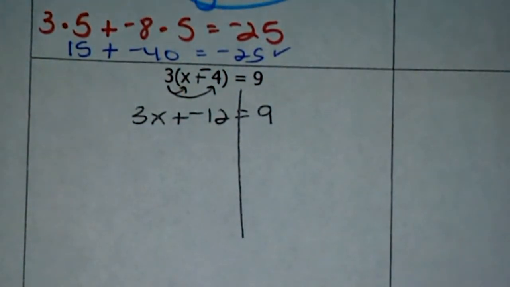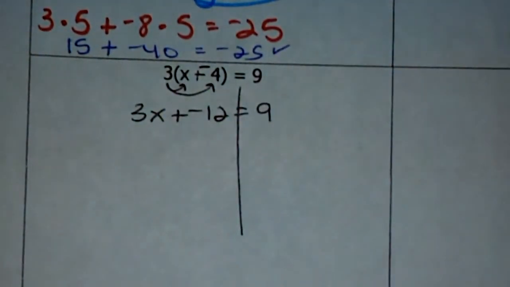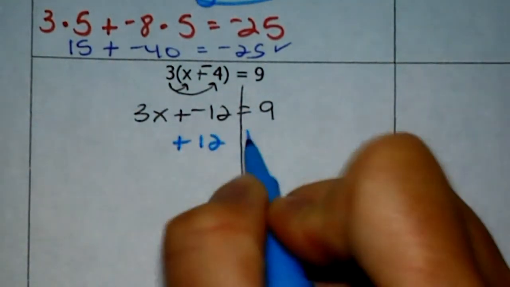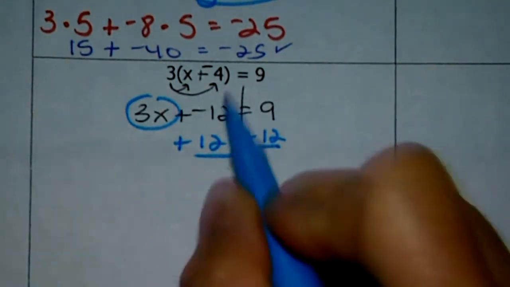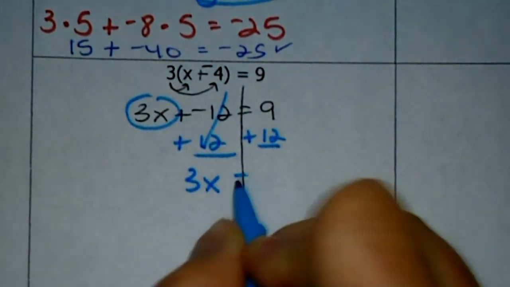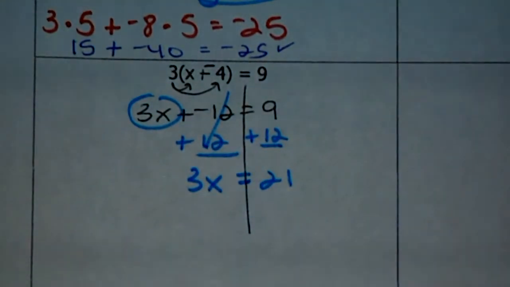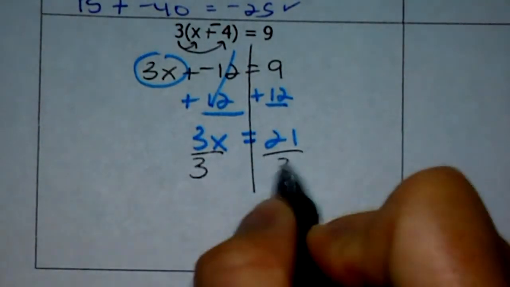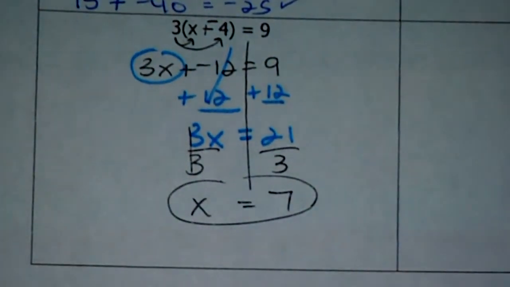And now again, we're back to the two steps. Don't forget to distribute the 3 to everything inside. All right, so I'm going to add 12 to each side because my first step is to isolate that variable term. We did. It's 3x. And when you take 9 plus 12, we get 21. We're left with a little multiplication equation. To undo multiplication, we just divide. And x equals 7.